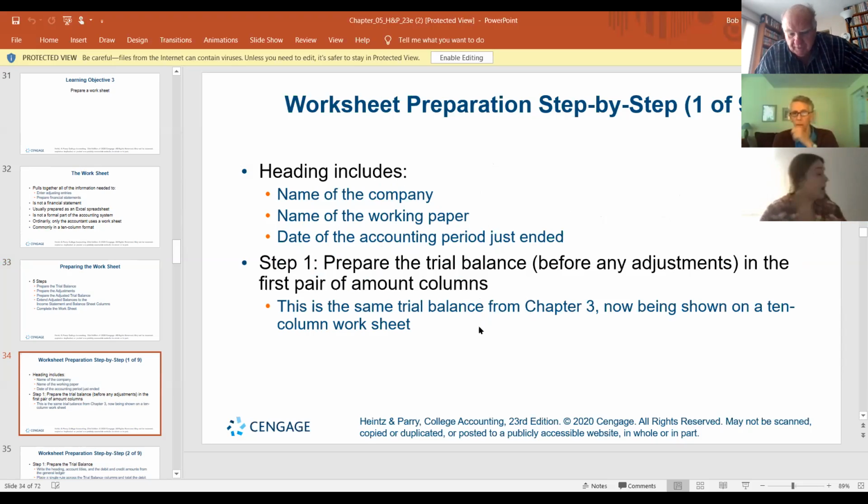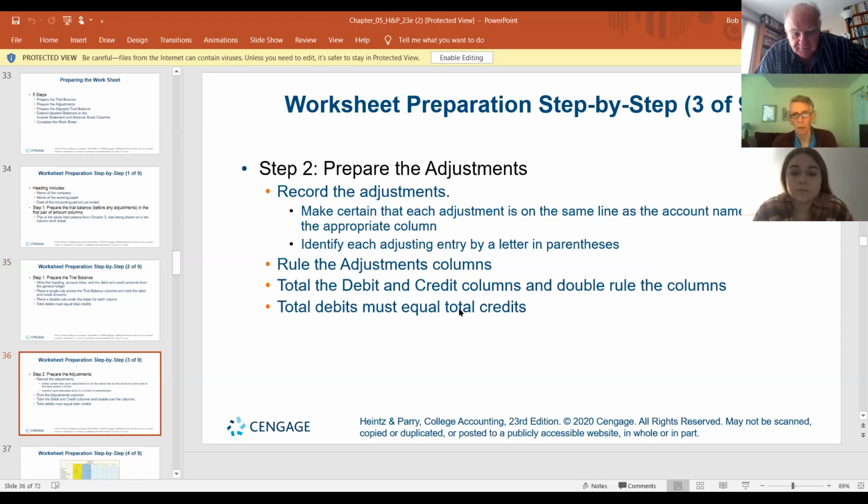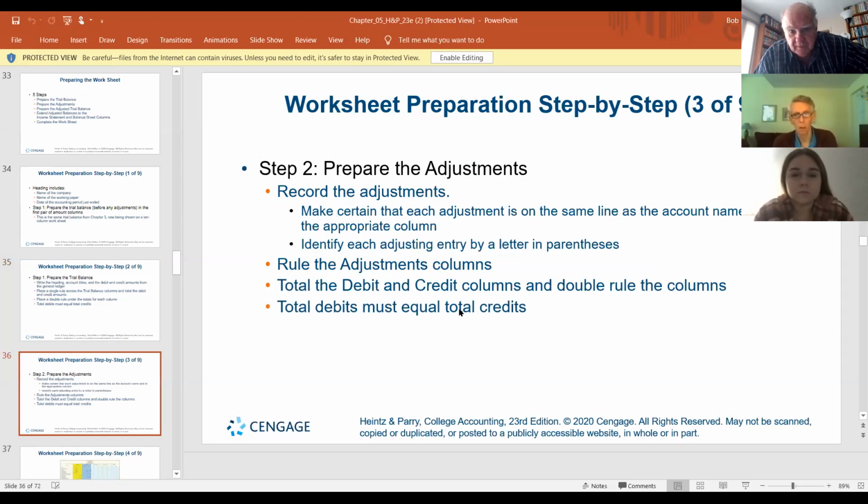So you prepare the trial balance. The trial balance, we should know, is the debits and credits. We should know it plays a single rule, double rule. Sorry, I went into that. Step 1, prepare the trial balance. We know how to do that. Step 2, you write the adjusting journal entries, which we just went over.